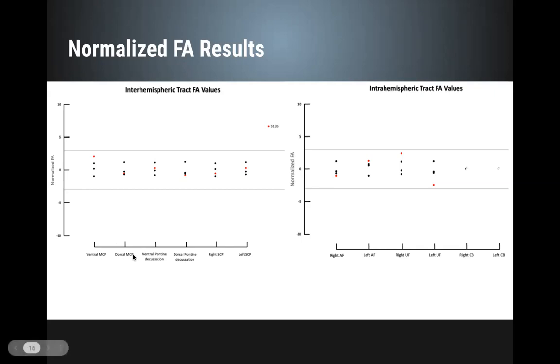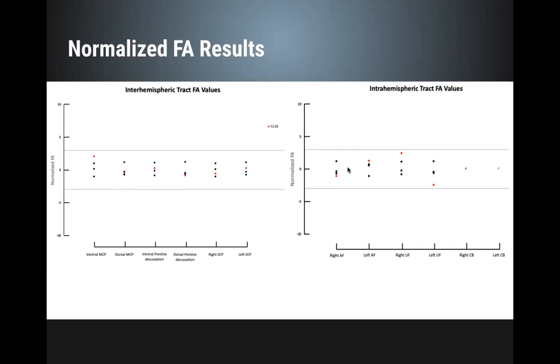The ventral MCP and decussations of the dorsal and ventral side were now below the significance threshold. So they're no different from the controls. The red dot indicates the agenesis patient, and the black dots indicate our controls.